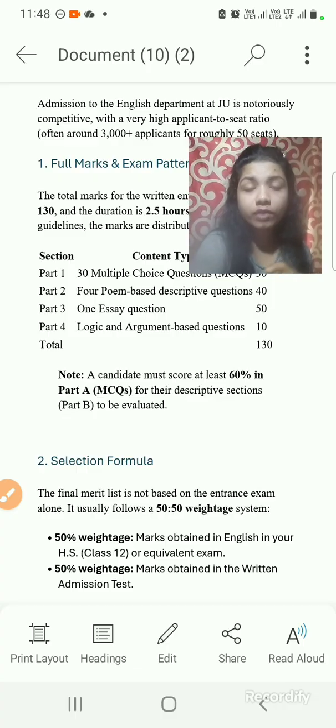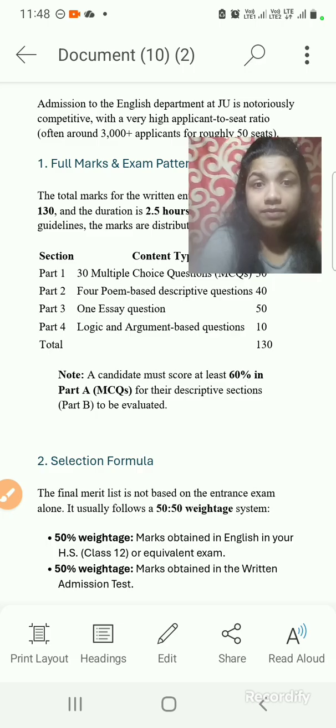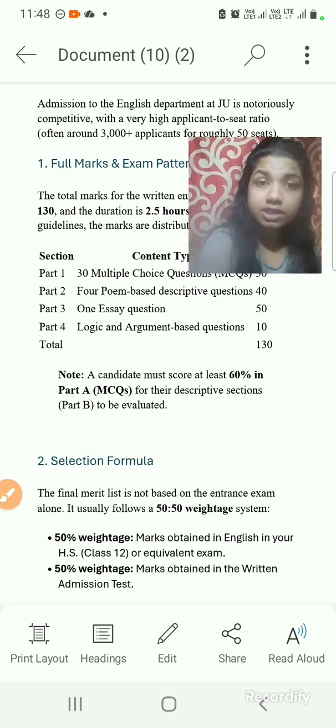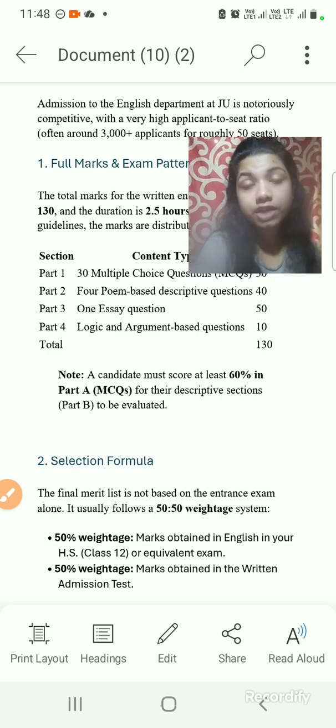They do it 50-50 weightage. 50% is based on your HS result and 50% would be based on the marks you get from your entrance exam. So in this video, in a simple way, I'll break down which kind of questions will come and what kind of preparation you require.